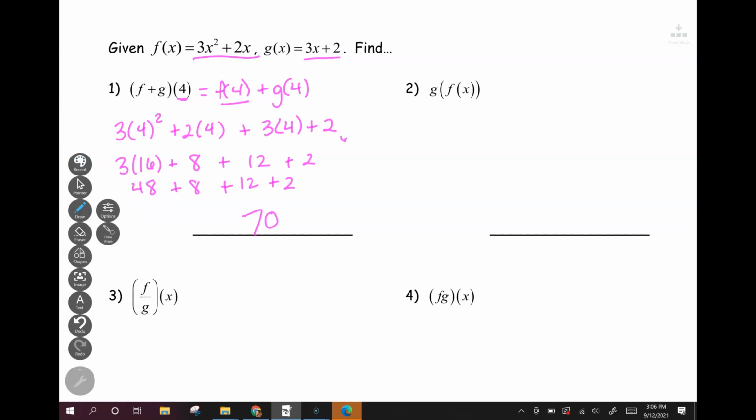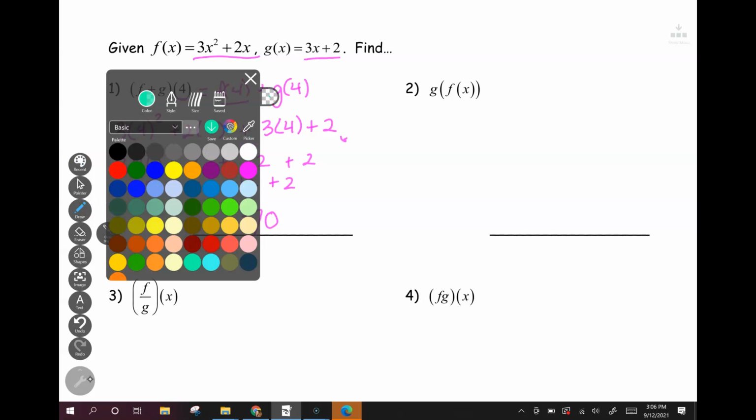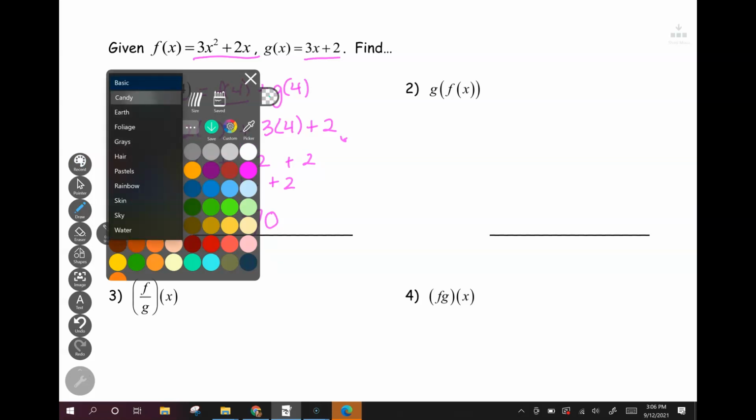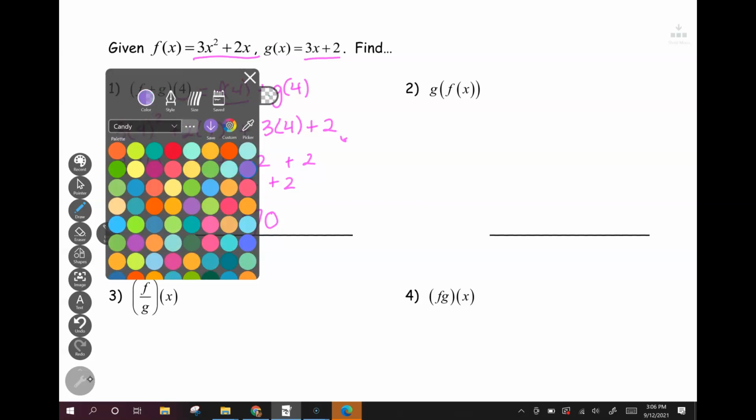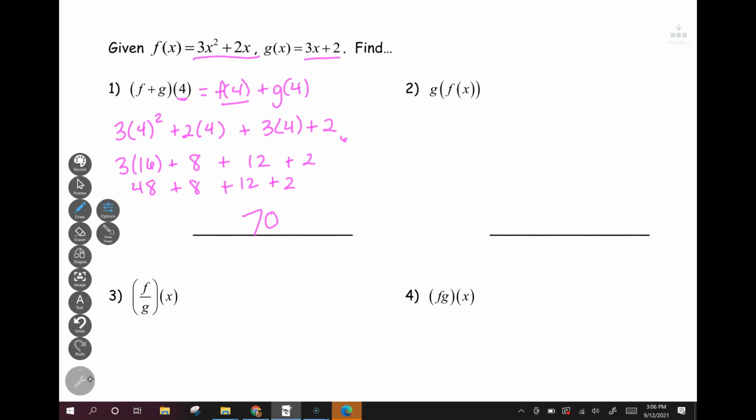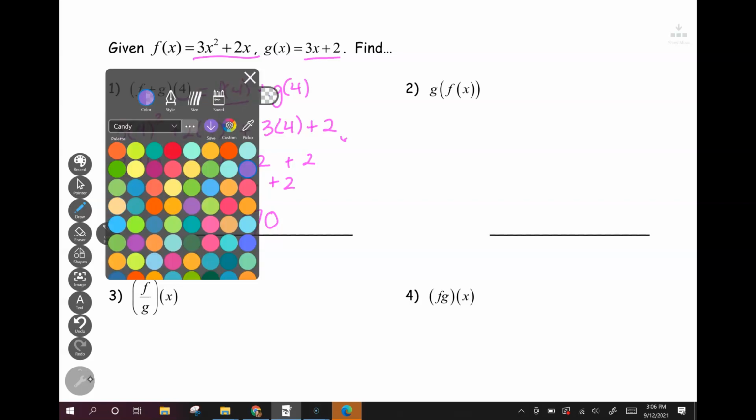Number 2, that might be a little too light for us. Let's get a darker color. Sorry.